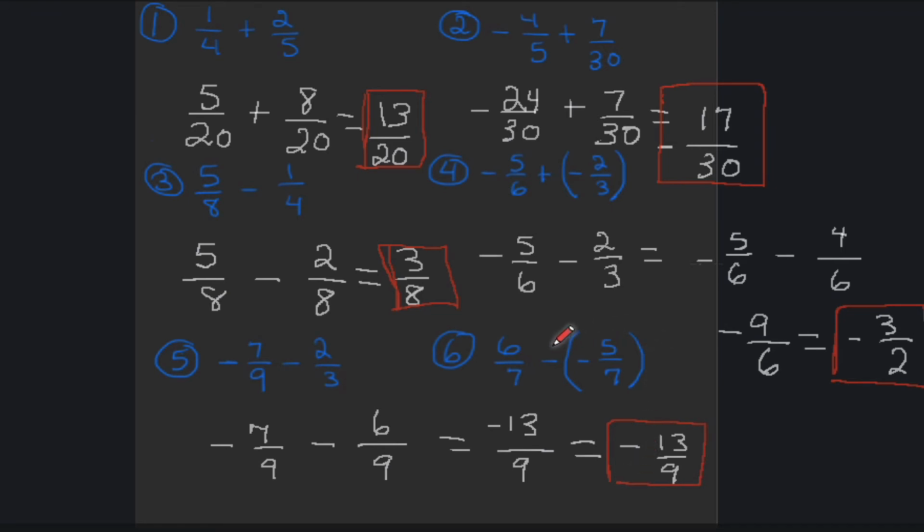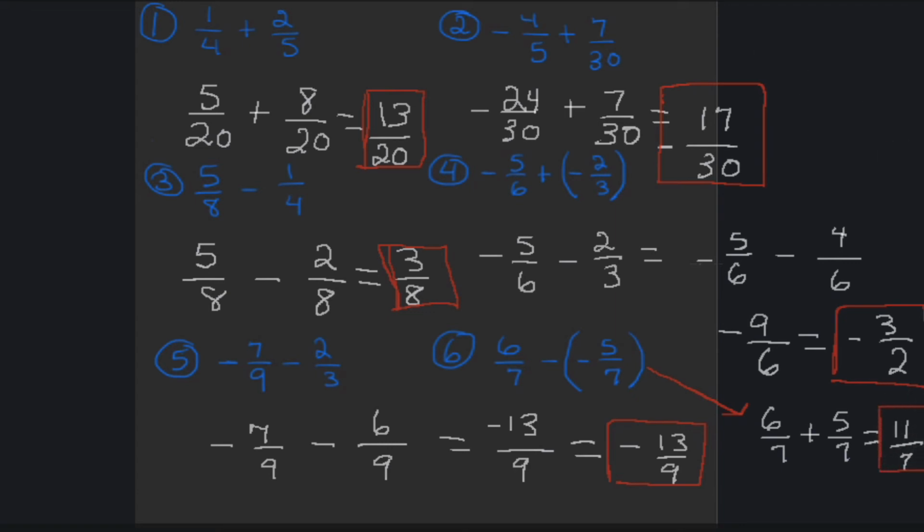Okay, so what about this one? We're going to squeeze this right here. We have 6/7 minus negative 5/7. Remember, when you have two negative signs next to each other, it becomes a positive. So just rewrite this as 6/7 plus 5/7. So this is equal to 11/7.